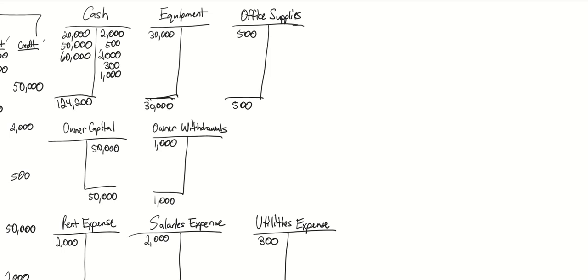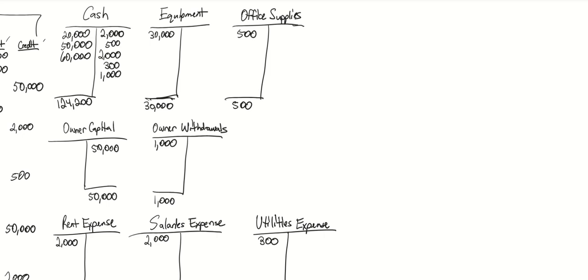Before I get into that, the T accounts, just like I said in the last video, are a representative of the company's ledger. And a ledger includes all of the accounts and the transactions, the debits and credits that occurred in each account. So the next thing we're going to do is prepare a trial balance.